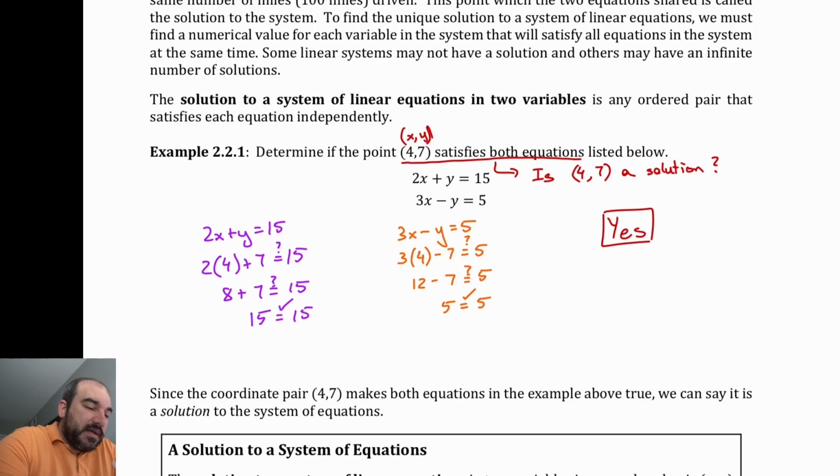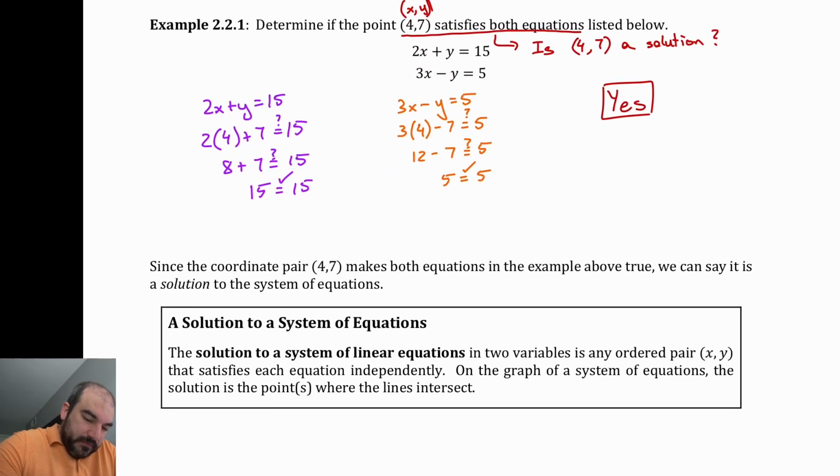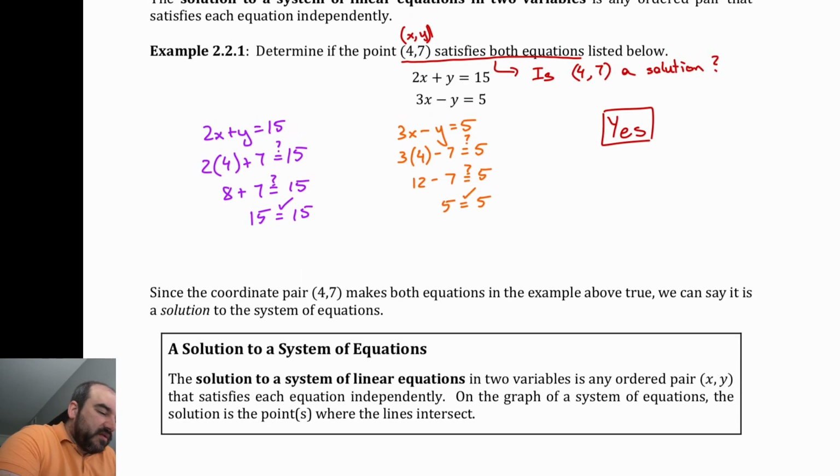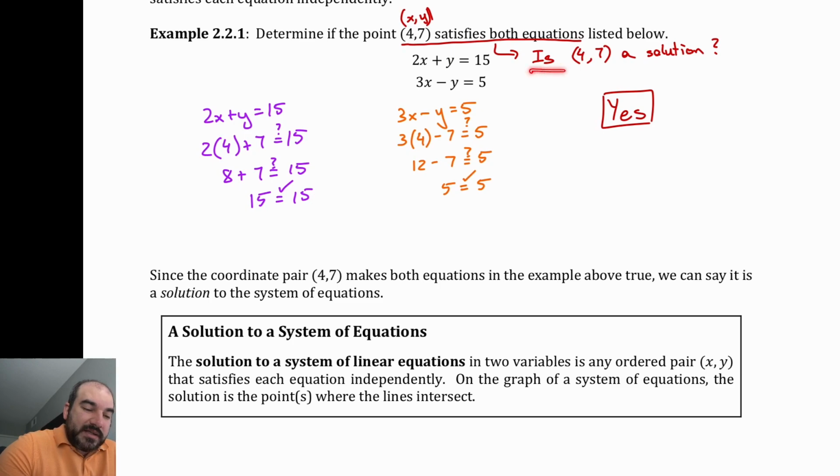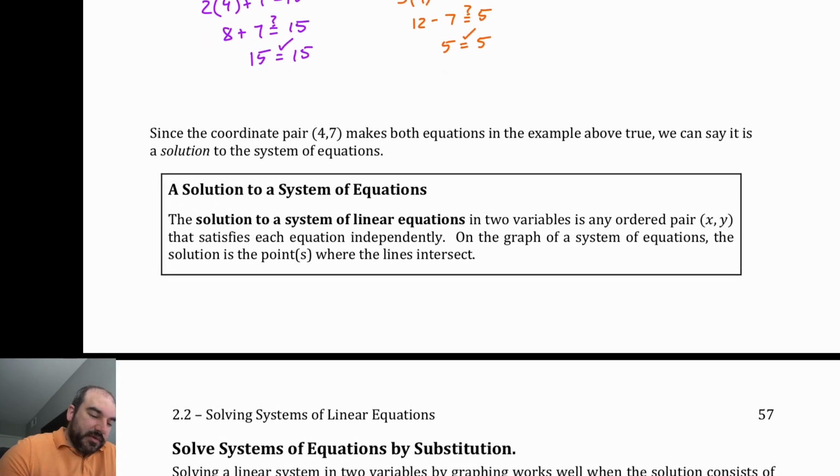Now these lines, I guess we'll get to what the lines look like in a bit. I don't want to get ahead of myself. So the first type of question you might have is, does a point satisfy both equations? Which is the same thing as asking, is (4, 7) a solution? That's what this box is describing here.